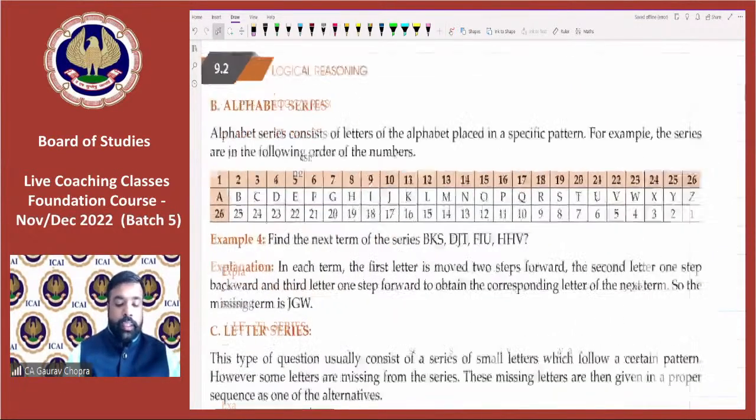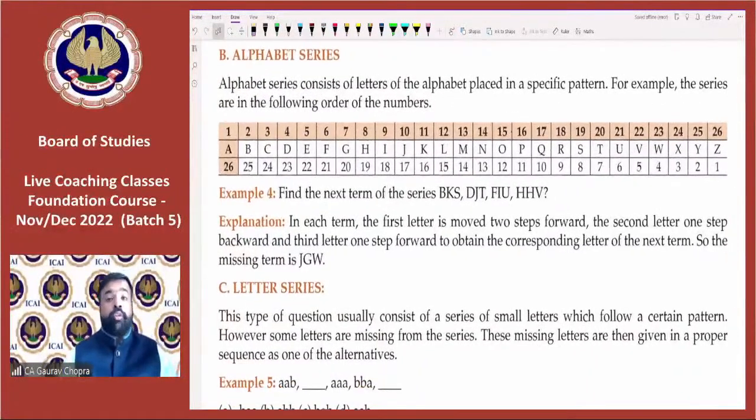Now the next one is the alphabetical series. For this, we must remember the alphabets in sequence and with their numbers. We have to remember alphabets with their positions. Like A is on the first position, B is on the second position, and so on. Z will be on the 26th position. In total, we already know that there are 26 alphabets, and we have to remember them with their positions.